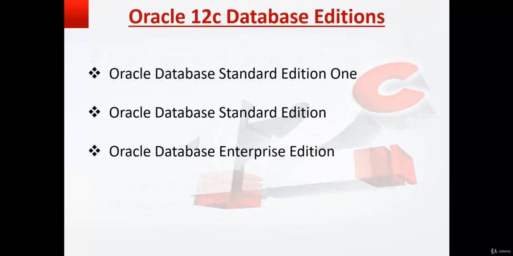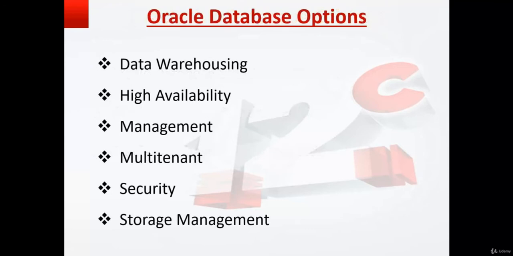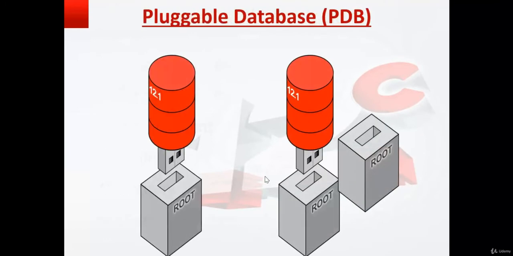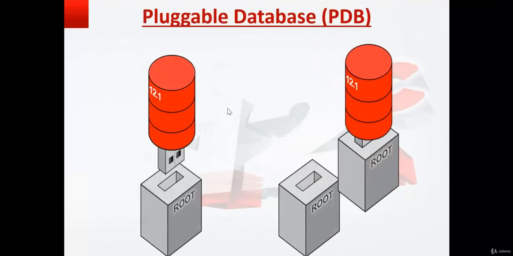These are the different versions of Oracle 12C: Standard Edition One, Standard Edition and Enterprise Edition. We will be using Enterprise Edition in our practice tutorial, and these are the different database options that are available. When we talk about a pluggable database, it means a database that can be plugged into the root container. The root container or the CDB is the container database on which the pluggable databases are plugged in.